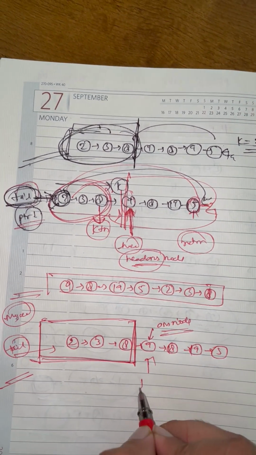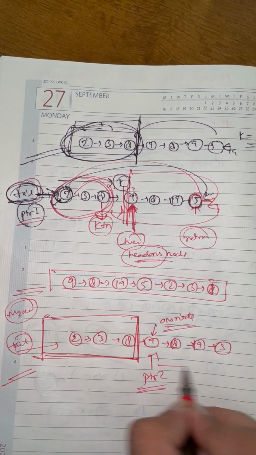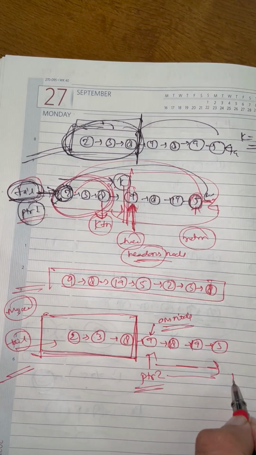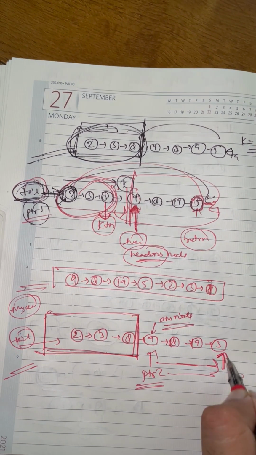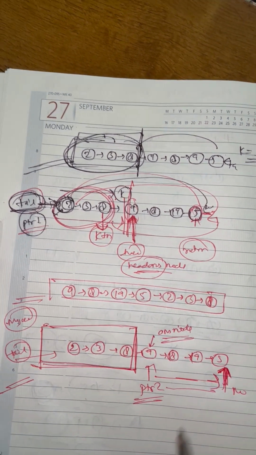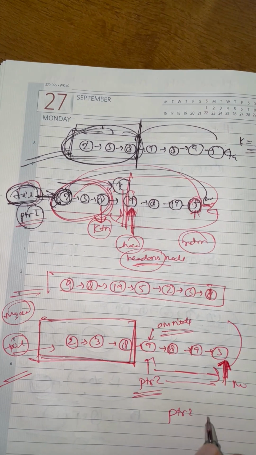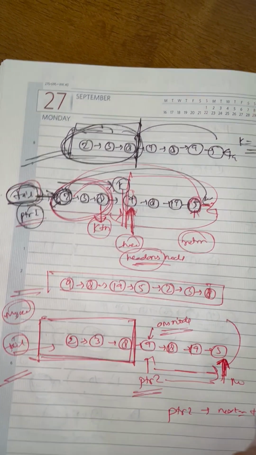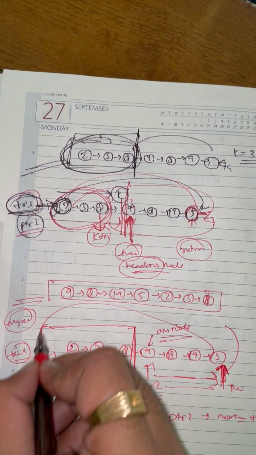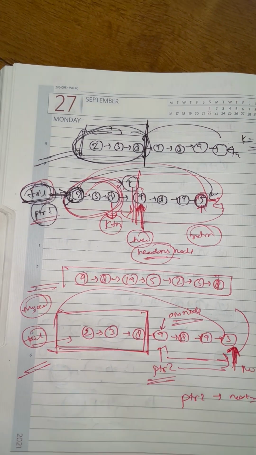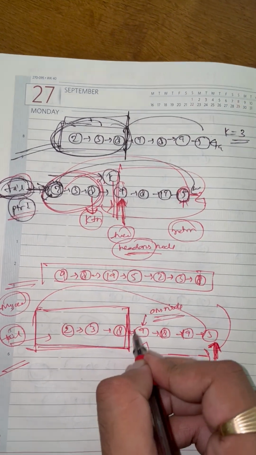Now I will make one pointer here also, named pointer 2. I will iterate until this pointer's next becomes null, which means I will reach here. So once I reach here, I will definitely do ptr2 next is equal to tail. Now one thing you may be thinking is how this link will break.